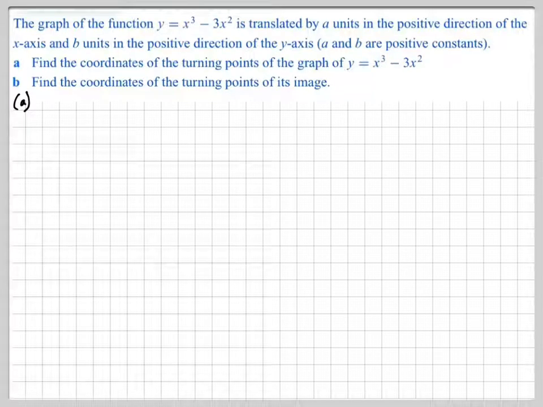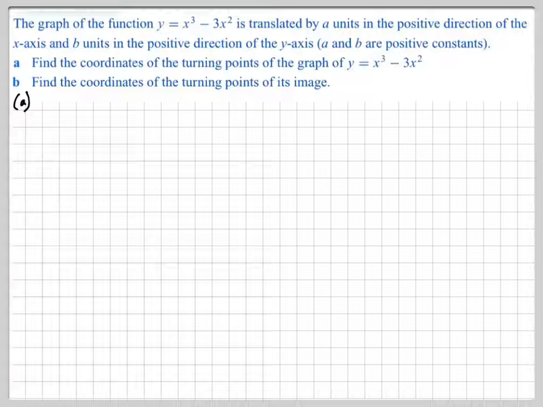The graph of the function y equals x cubed minus 3x squared is translated by A units in the positive direction of the x-axis and B units in the positive direction of the y-axis, and A and B are positive constants. We translated it by A to the right and B up. So is that all we have to do? Find the coordinates of the turning point.